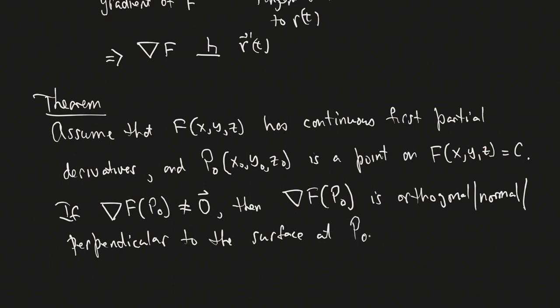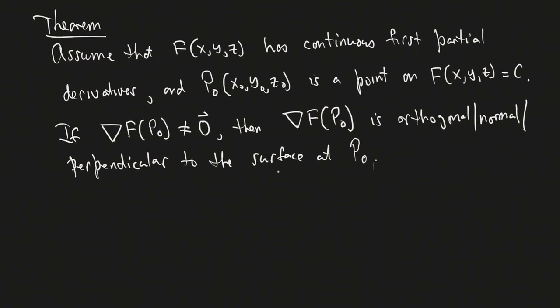So as long as we have a surface where we can differentiate, a surface in terms of x, y, and z, all the partial derivatives work nicely, everything is nice and continuous, and we have a point on the surface, then if we compute the gradient of this function F evaluated at the point, it will give us a vector that is orthogonal, normal, perpendicular to that surface.